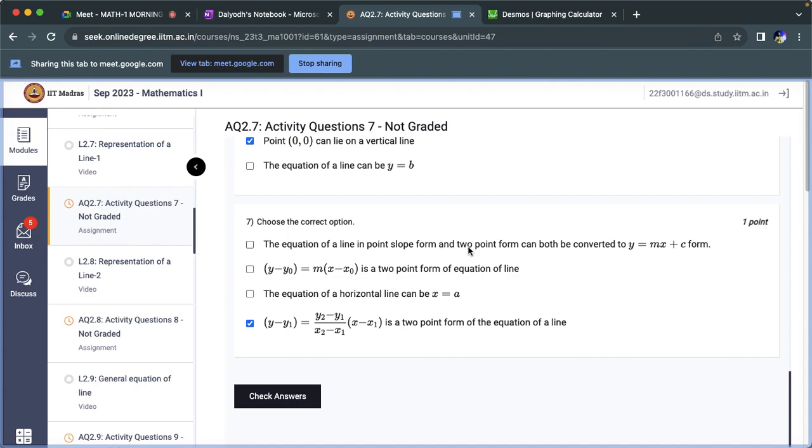Is the other option correct or not? First option: the equation of a line in point slope format, can 2 points be converted? Yes, it can be converted like this, because m is this. Can you convert from this to this? How can you convert from this to that?